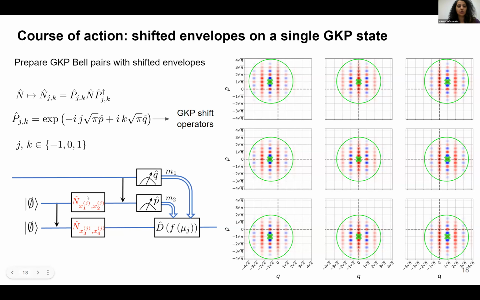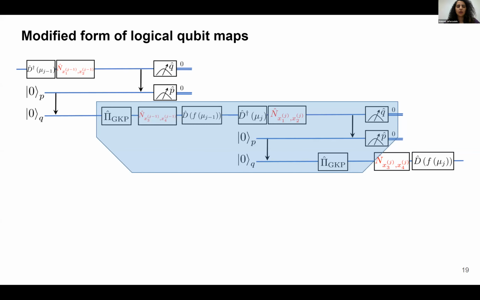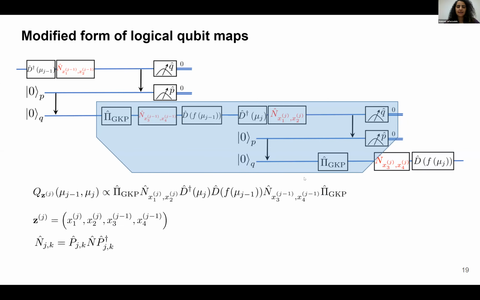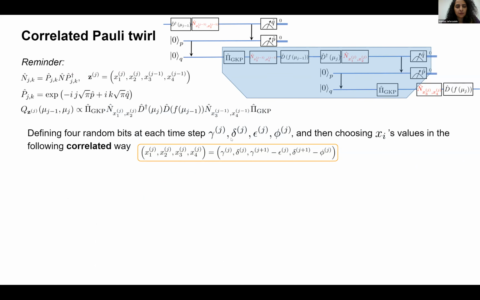Now we want to see how this modifies our qubit maps. Remember, the way we defined our qubit maps is that if you do this teleportation twice and take the piece between two code space projectors, you can define a qubit to qubit map. So now we have a similar expression for our qubit map, except these N operators have been replaced with their shifted versions. Now we need to define a rule for these x's, which represent the centers of the envelopes, so that they satisfy all the right properties of a qubit channel. So what we do is we define 4 random bits per time step, and then we choose x's in this way, which will lead to a correlated twirl, and we'll see this now.